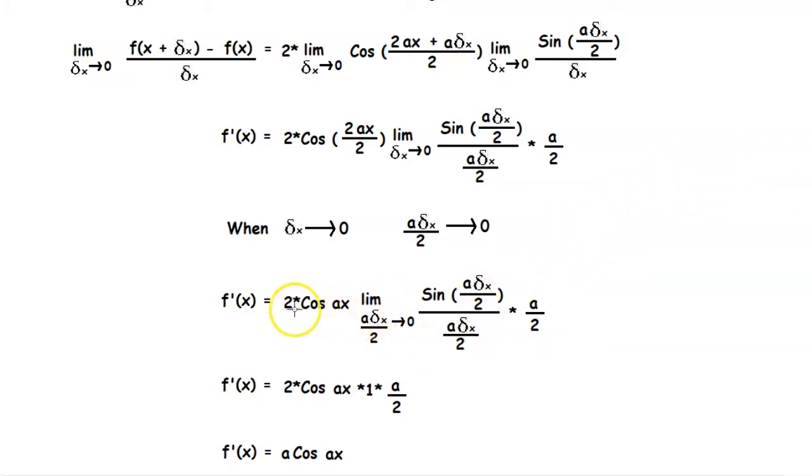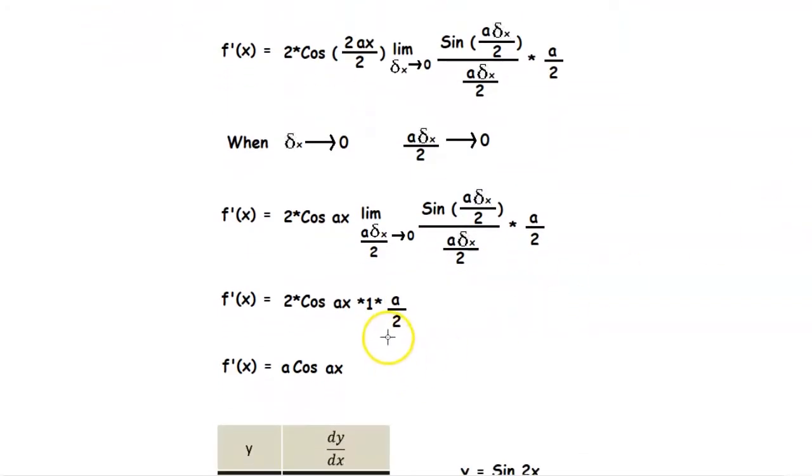So that will be 2 into cos ax. Why? This 2 and this 2 cancel off, giving us cos ax multiplied by the limit of sin(aΔx/2) divided by aΔx/2, as aΔx/2 tends to 0, multiplied by a over 2. So this part will be equal to 1, giving us our answer 2 into cos ax into 1 into a/2. So here 2 and 2 cancel off, giving us a cos ax as our final answer. So this is the derivative of sin ax.